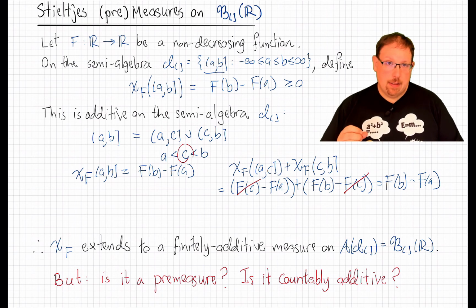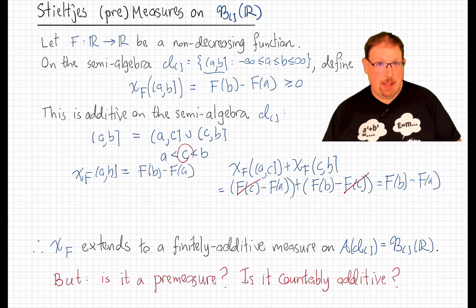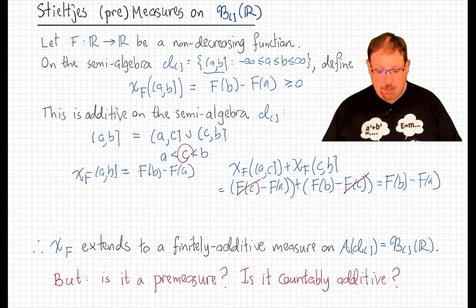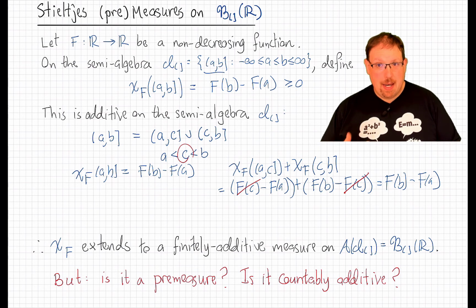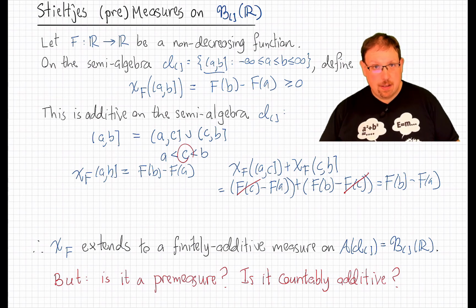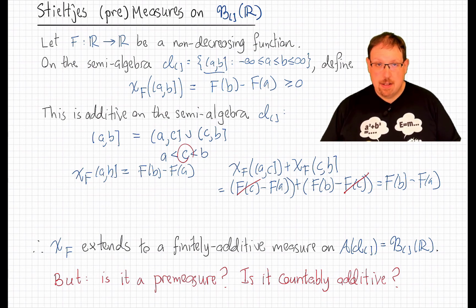But is it countably additive? That's the question we have to ask ourselves, because our ultimate goal is to produce a measure on the Borel sigma field, and that means we need a premeasure, a countably additive measure on the field generated by the half-open intervals. So, is this one countably additive? Let's take a look.